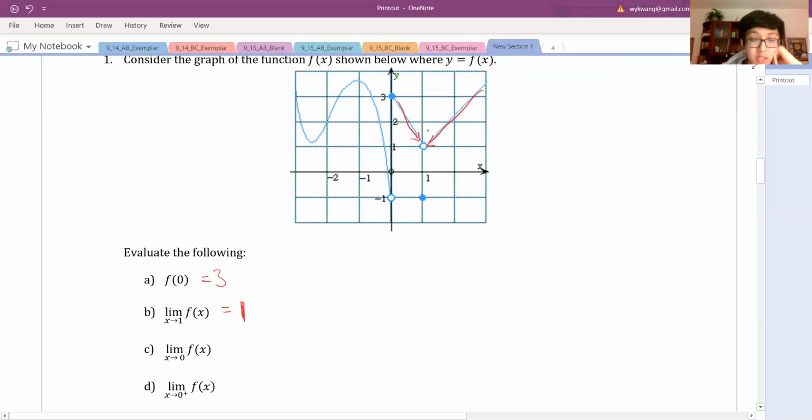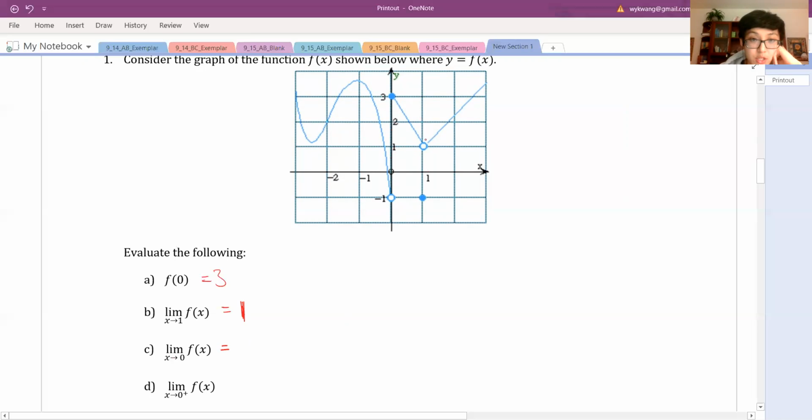And again, the left and right limit must approach the same point. If this function was somehow over here, if it was approaching this point, then the limit would not exist. Okay, so the limit as x approaches 0 of f of x. So same idea, two-sided limit. Let's look at as it approaches 0. 0 is right here, right?